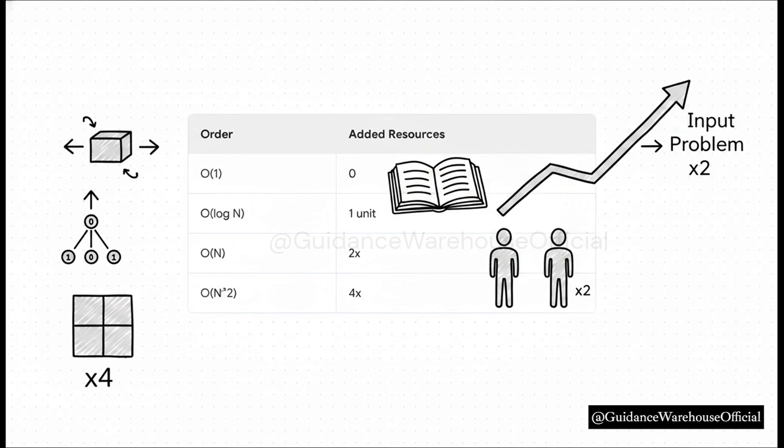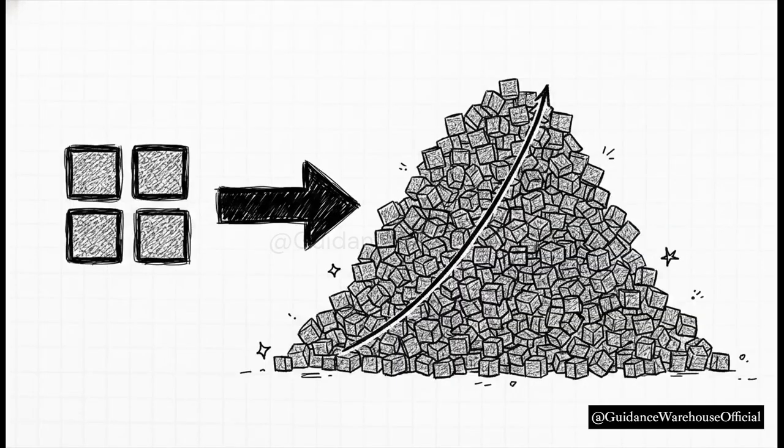If it's O(n) linear, doubling the input takes exactly 2 times the resources. But what about O(n) squared, quadratic? Doubling the input takes 4 times the resources. Wait, this is important, so let's pause right here. Quadrupling the input for an O(n) squared algorithm requires 16 times the resources. This growth compounds aggressively. This is exactly the trap Microsoft fell into.